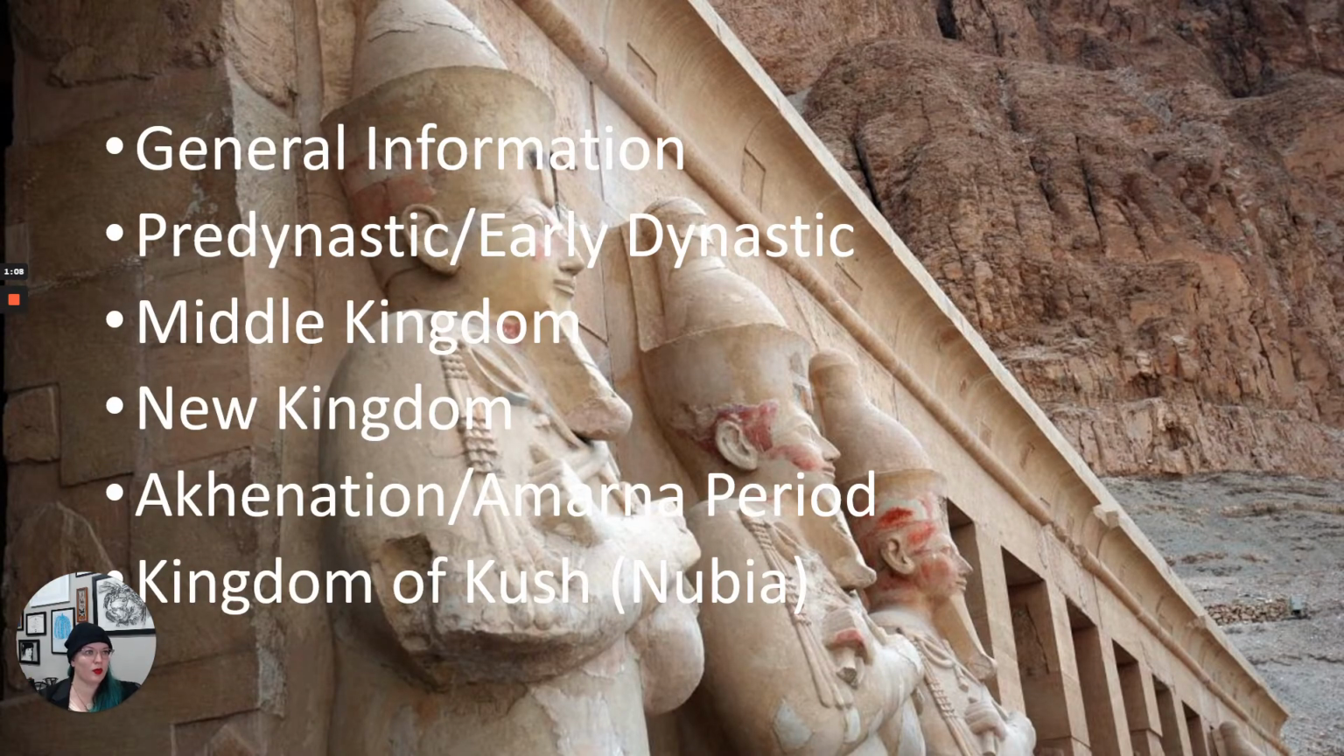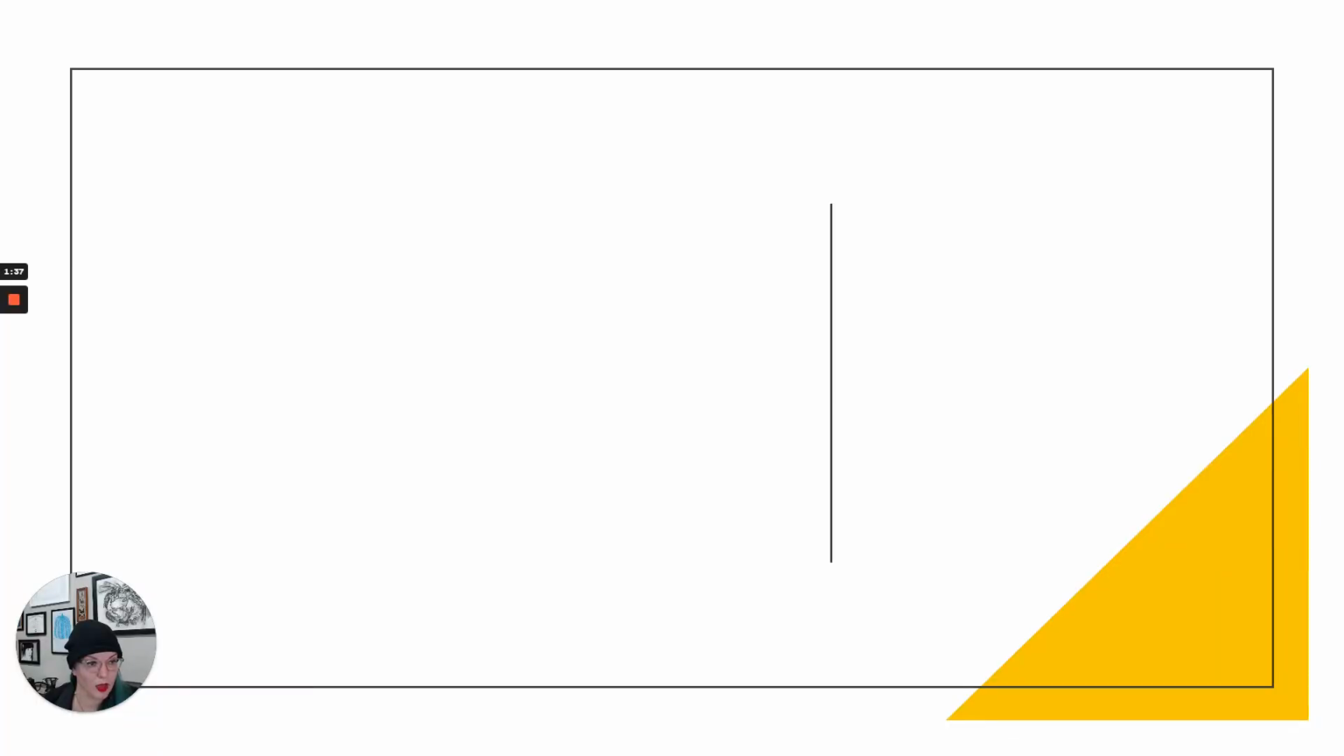Generally speaking, we're going to go through the history of Egypt in this unit following this kind of prescription. So some general information, that's what this lecture is about. Then I'm going to have a little lecture on the gods and goddesses. And then we're going to get into the pre-dynastic and early dynastic. Then we get into the Middle Kingdom and the New Kingdom, then the Akhenaten and Amarna period, and also then the Kingdom of Kush, which is also called Nubia.